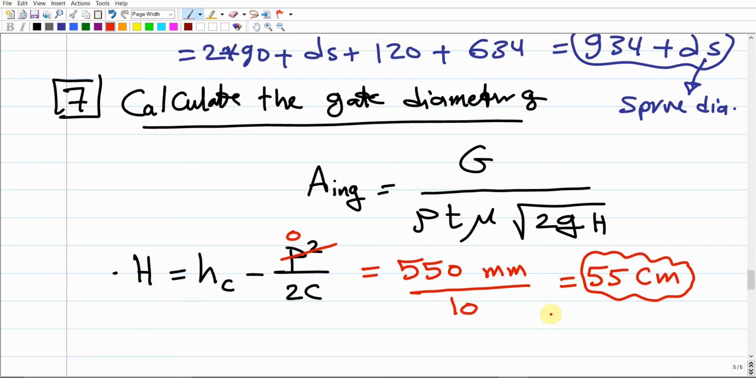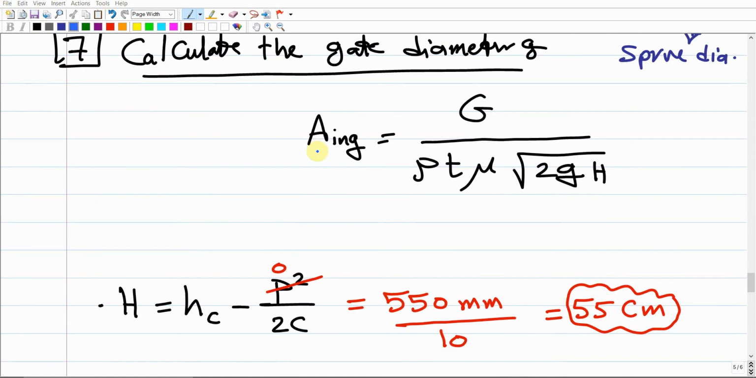I'm gonna write down the units now. So h should be in centimeters. That's why I divided by 10 to convert from millimeter to centimeter. Then, how about the units in general? To end up with the ingot area, or the gate area, in terms of centimeter square, because it is area.